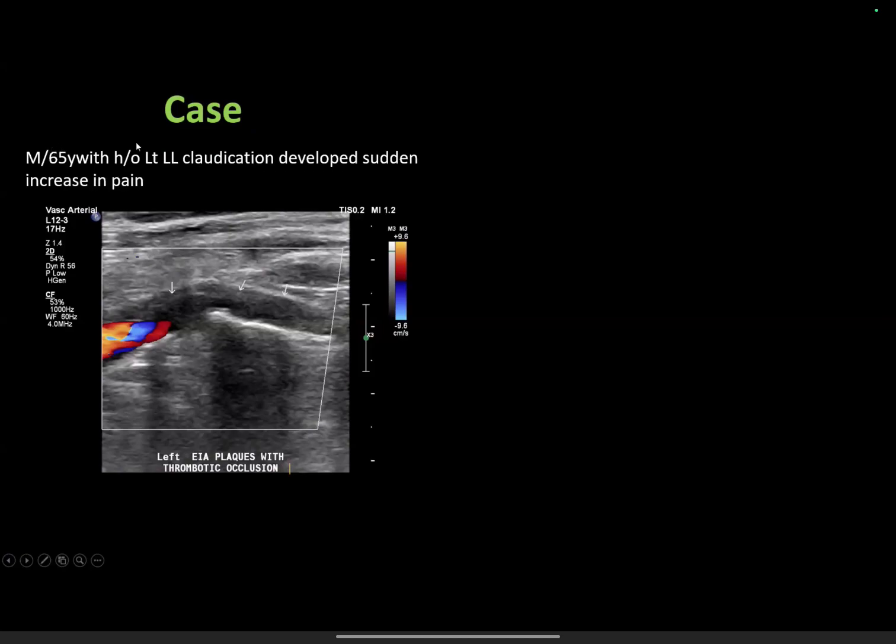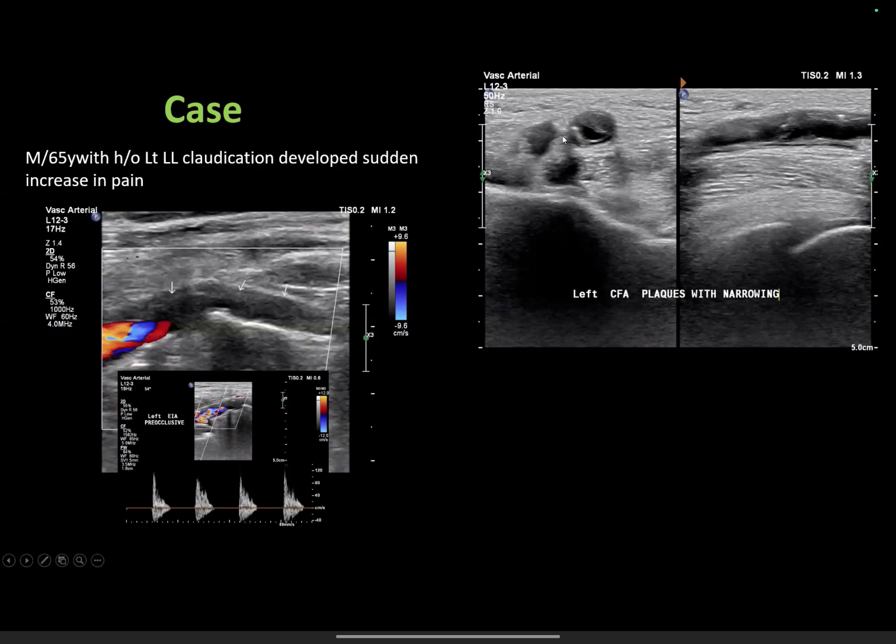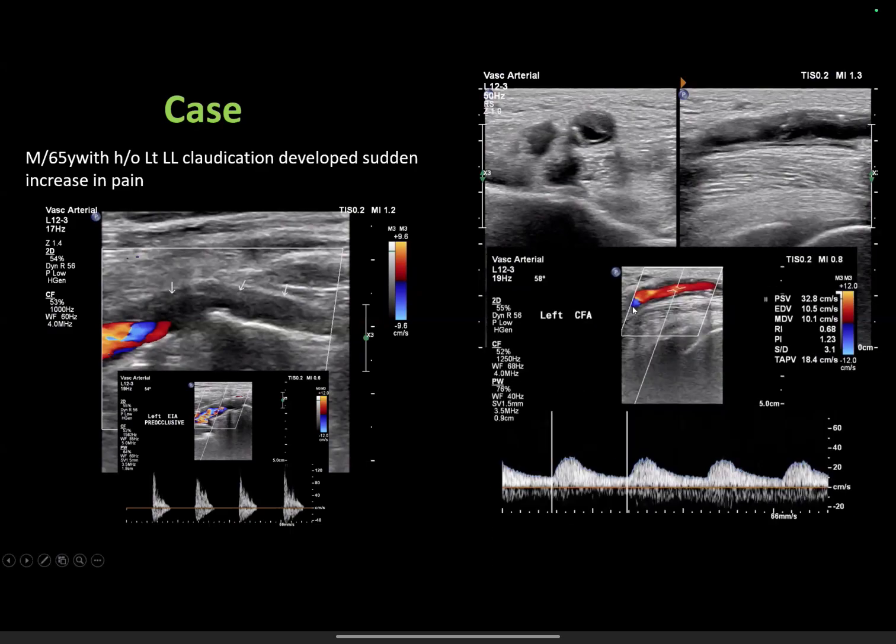Another case, a male of 65 with lower limb claudication, now developed a sudden increase in pain. The left iliac artery did not show color flow signals, with heterogeneous thickening and intraluminal echogenic material suggestive of occlusion, abrupt cutoff, stochastic flow. The femoral artery is also showing irregular plaque with significant narrowing of the lumen, and dampened flow, that is, increased acceleration time and a widened peak, typical of post-stenotic flow.